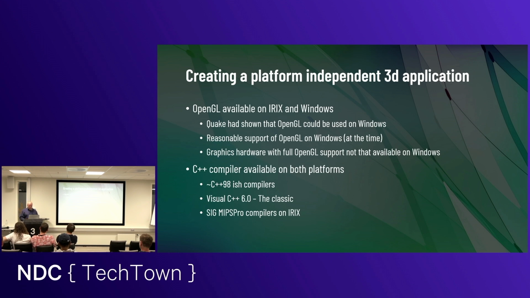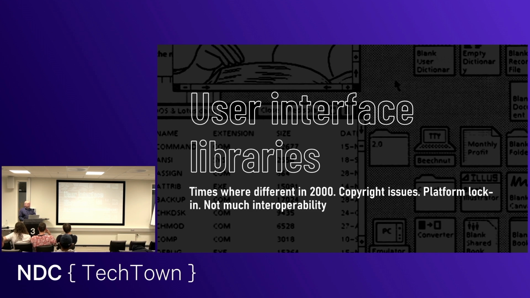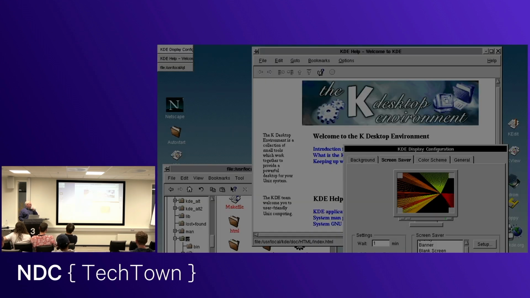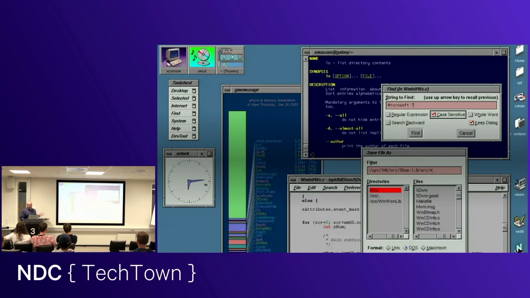So the first part we needed for the application was a user interface. The situation with user interface libraries at the time was quite different from today. There were a lot of copyright issues, platform lock-in, and not much interoperability. If you look here, this is the Linux desktop based on Qt and KDE. On Windows, we had MFC, also Qt, but I'll come back to that later. And on Silicon Graphics, we had the OSF Motif X-based user interface.